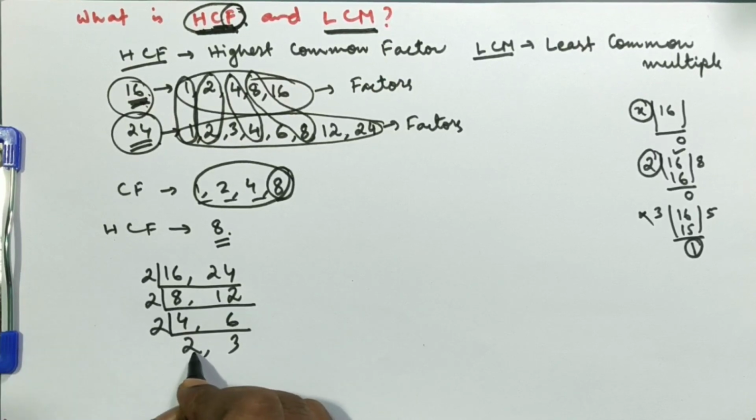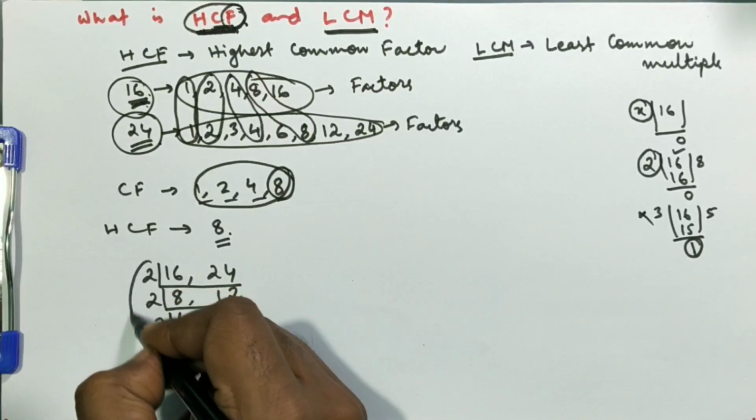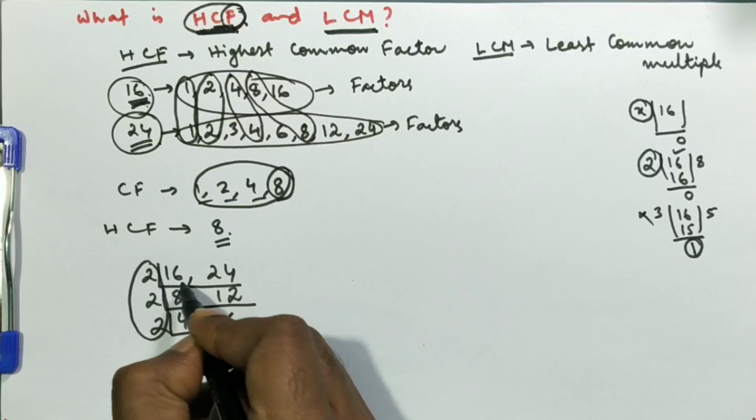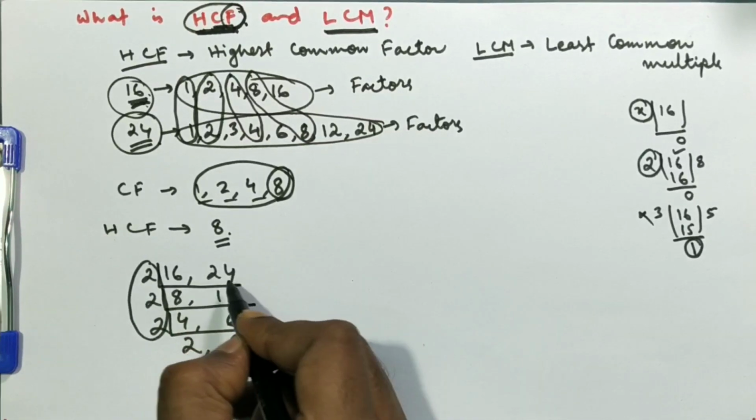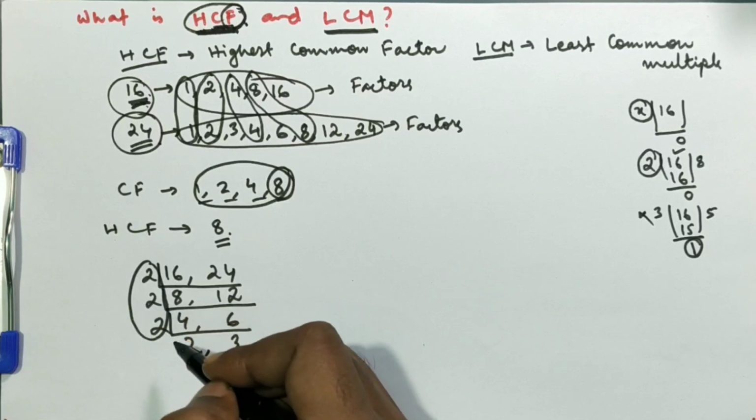Again if we divide by 2, this 2 will be divisible but 3 will not be divisible. And then if we divide by 3, again this 2 will not be divisible. So we just need the numbers by which it is divisible. So these are the numbers by which both 16 and 24 are divisible. So this 2, 2, 2 is the HCF.